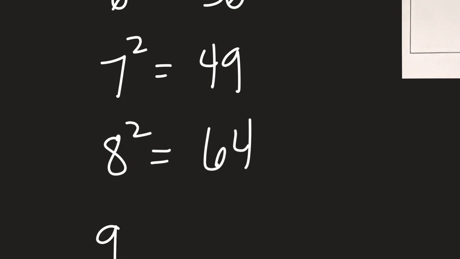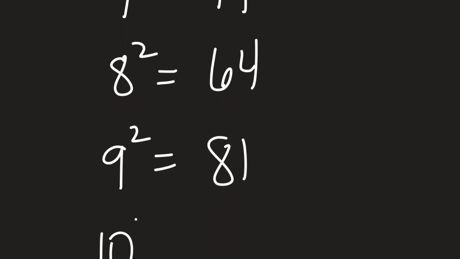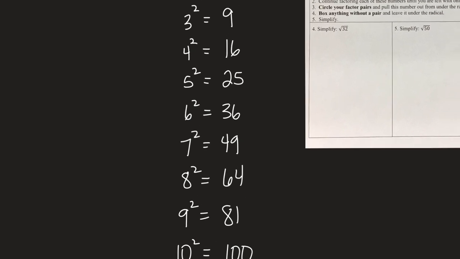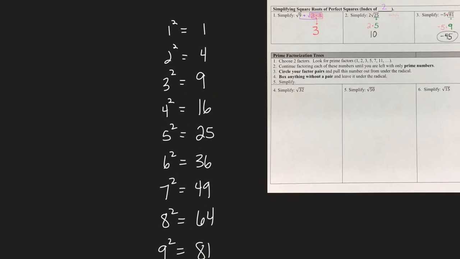64 is 8 squared. 9 squared is 81. And 10 squared is 100. So all the numbers on the right are called your perfect squares: 1, 4, 9, 16, 25, 36, 49, 64, 81, 100. Those are all perfect squares because they come from one number multiplied by itself.